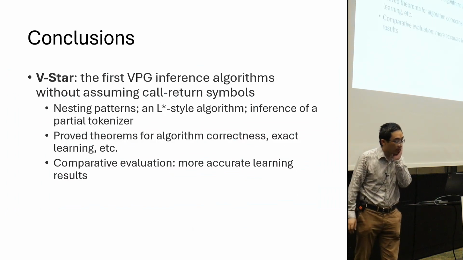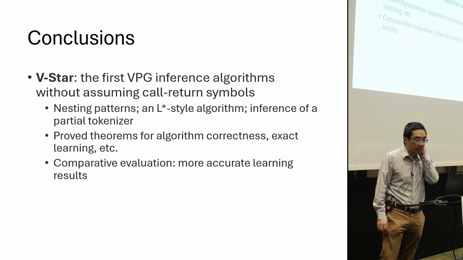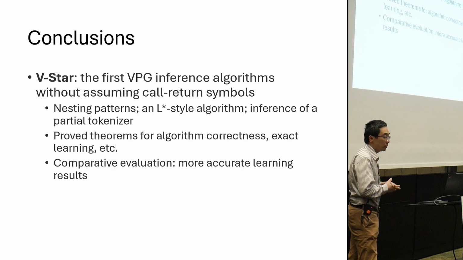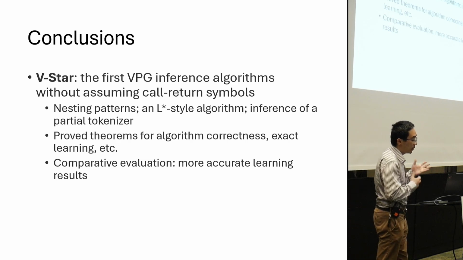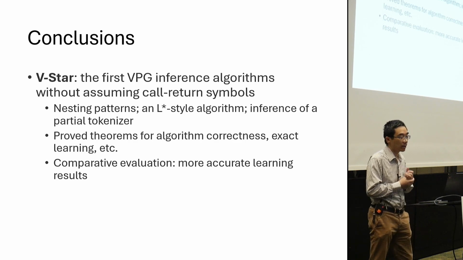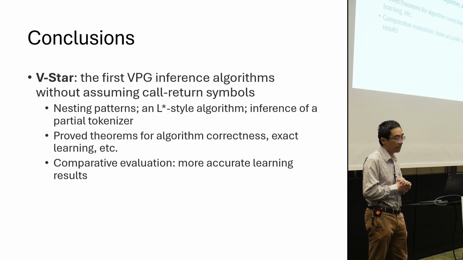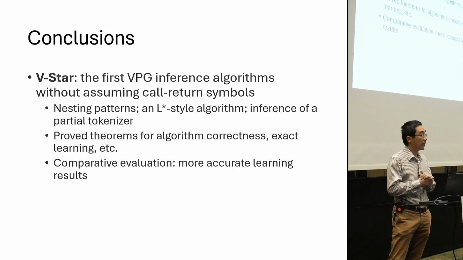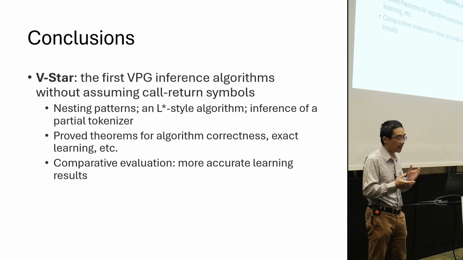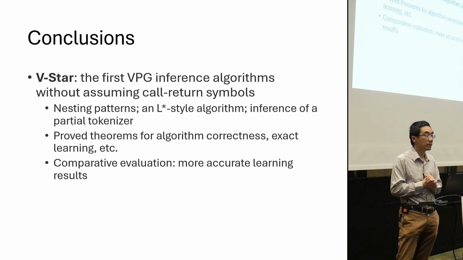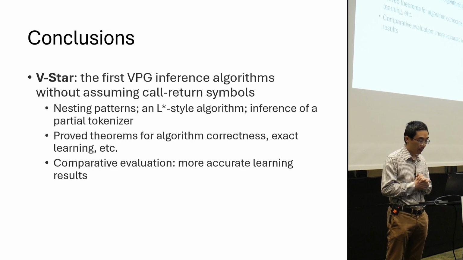Okay, so some quick conclusions. V-Star is the first VPG inference algorithm without assuming call and return symbols. And for that, we propose a set of novel techniques, including nesting patterns, an L star style algorithm, and also the inference of a partial tokenizer. On top of that, we develop meta theory for algorithm correctness and exact learning. And we also developed a comparative evaluation showing our algorithm is more accurate at the cost of more time.